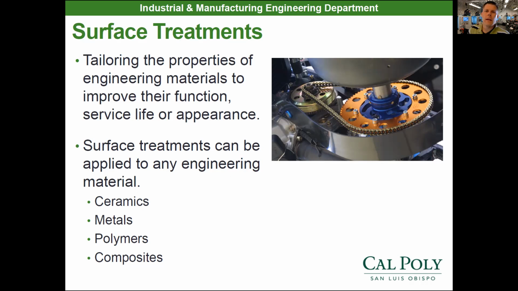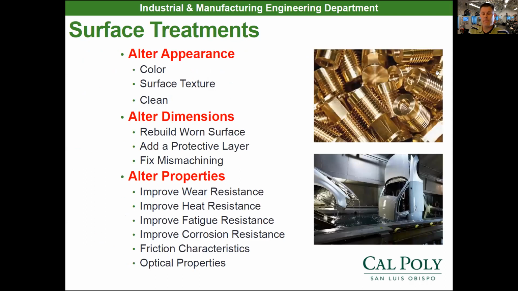Everybody's probably had a carbon steel part that you've maybe left out and it's rusted. Surface treatments can prevent it from corrosion and maybe make the life of that product last a little bit longer. But really, there's 3 major reasons for applying a surface treatment to a part.